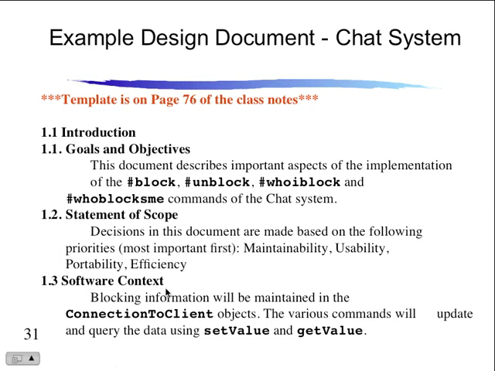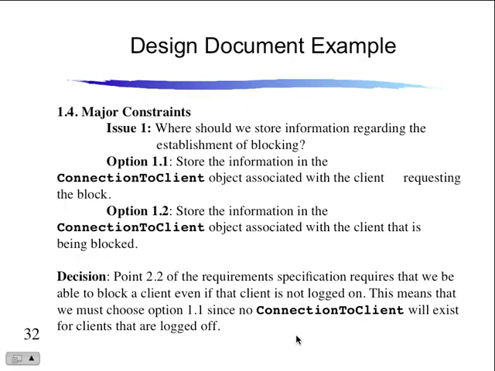But in terms of the software context, and this again is just one example, it varies a little bit from the template on page 76. As I mentioned before, break it out the way that it's specified in the template, but you can be creative with the different categories. In terms of the software context, the blocking information will be maintained by this connect to client object, and it's talking about these objects. Various other commands will upload, query the data, set value, get value, stuff like that. It's mentioning methods.